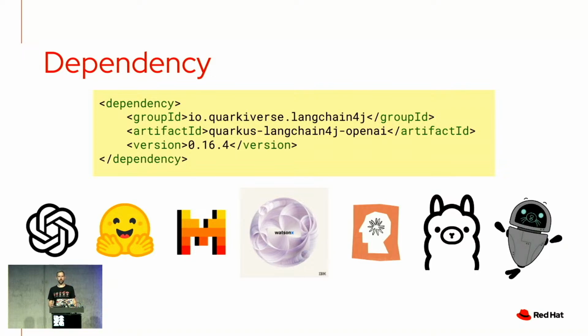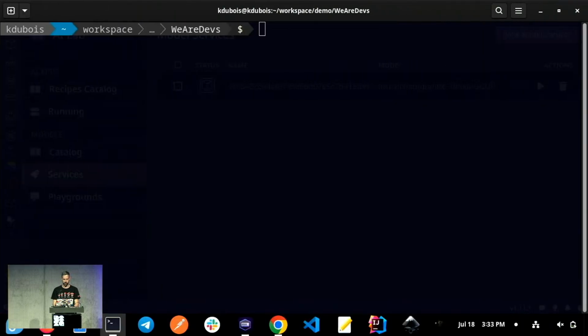If you want to start using LangChain4j in the Quarkus world, and for Spring Boot it's fairly similar, you just add the LangChain4j dependency. In my example, I'm using LangChain4j OpenAI, but it could be Hugging Face, Mistral, watsonx, Claude, whatever. It supports all these different LLMs as well. That's a fairly straightforward way to get started, so I'm just going to show that real quick.